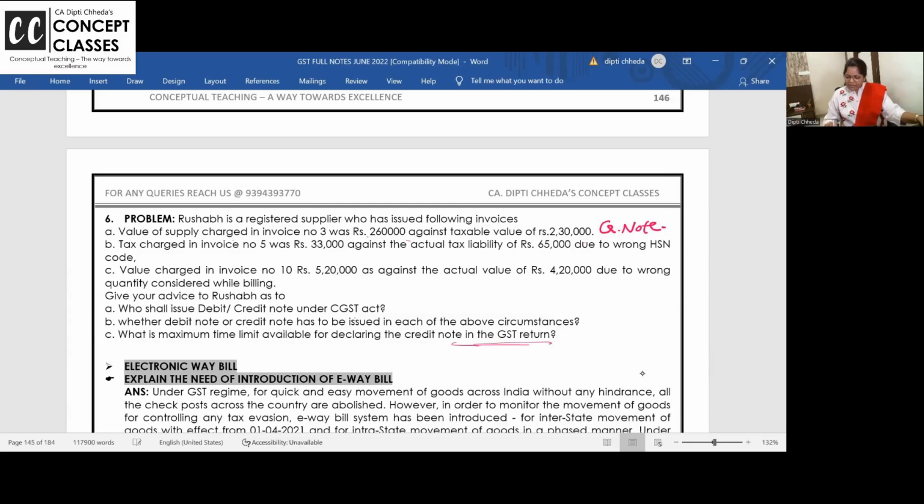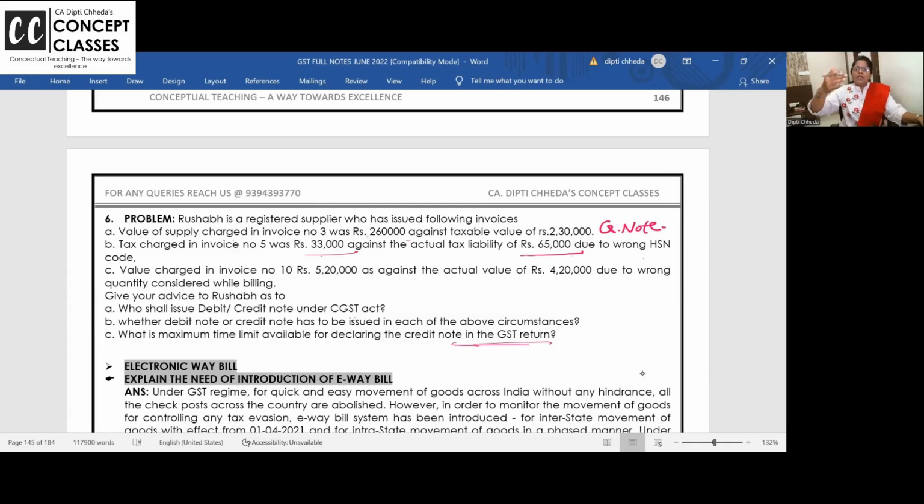Party, we are crediting your account with 30,000 against the amount charged more. Tax charged in invoice is 33 against actual liability 65,000 due to wrong HSN code. We should have charged tax 65. We charged 33. Did we charge less tax? Yes. Charge more tax, 65 minus 33.